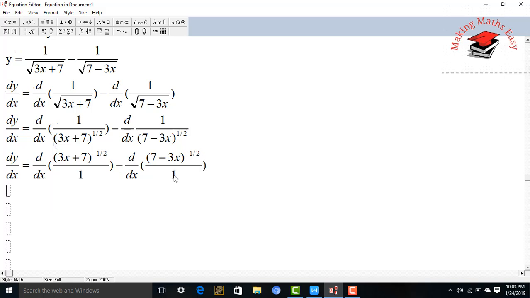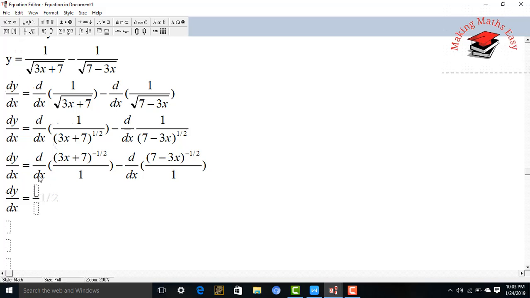Now solve further. Now we know the formula: the derivative of x raised to n is equal to n into x raised to n minus 1. So we will use that formula in order to simplify the sum. So take dy by dx is equal to d upon dx of this particular function. No need to put d by dx because we are differentiating. So we will put the formula and solve the sum. So it will be minus 1 divided by 2 into the derivative of this function.